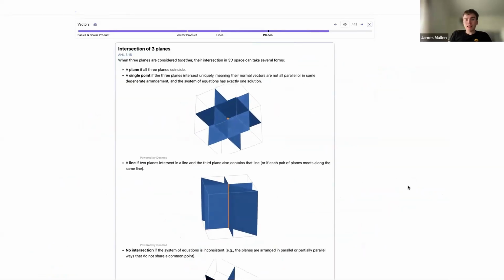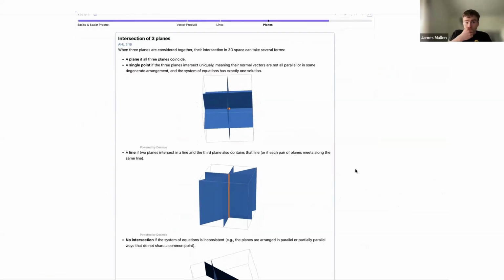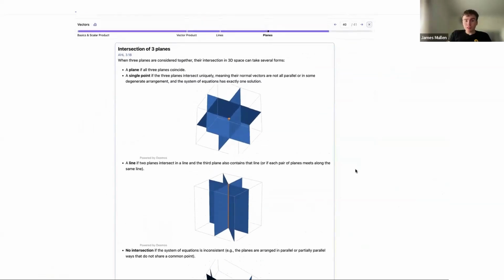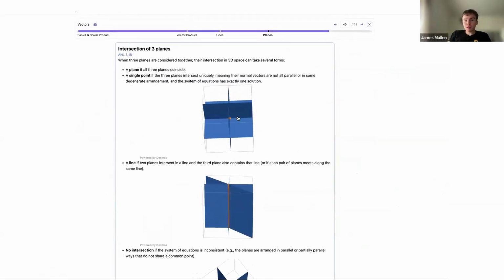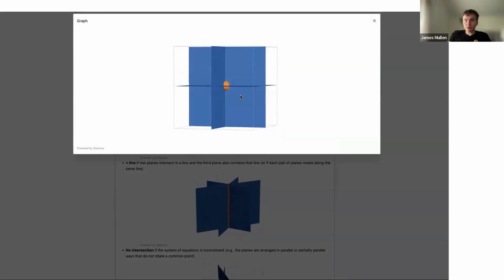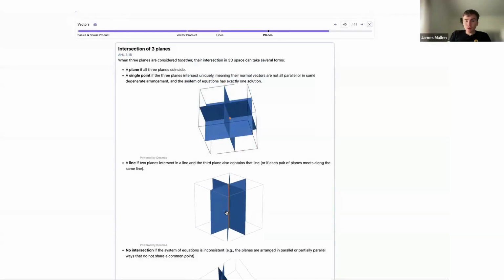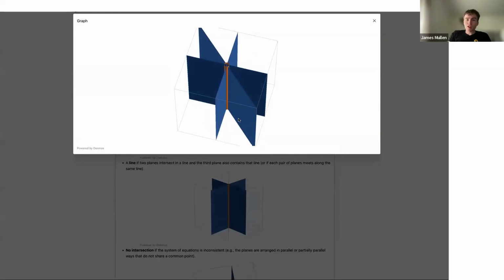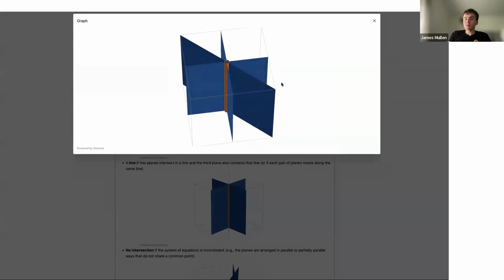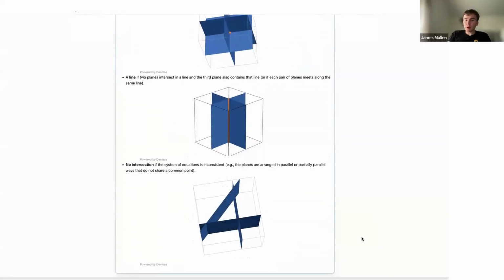Now, let's talk about the intersections of 3 planes. We talked about the intersection of 2 planes forming a line, and the intersection of 3 planes can form multiple different cases. I can have 3 planes intersecting at a point. That's this case here. I can have 3 planes intersecting along a line, if the intersection of one pair of planes is the same line as the intersection between a second pair of planes. And the case where the 3 planes don't intersect anywhere.